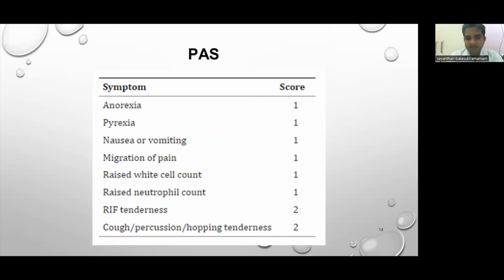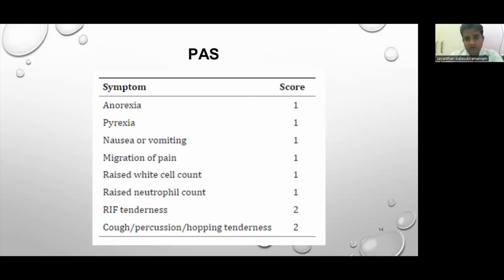We can ask the child to jump. If they're a big child, they will jump. When they land on the ground, they will feel the pain in the right iliac fossa, so that is easily found. Coughing also, because of peritoneal irritation, they will have pain.